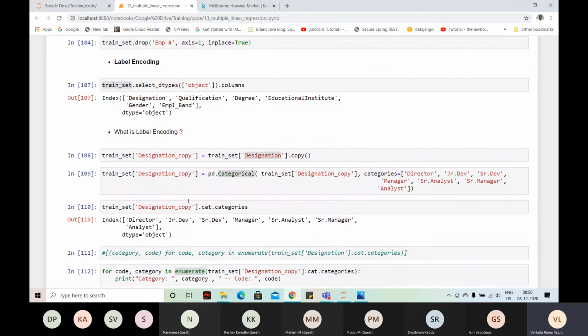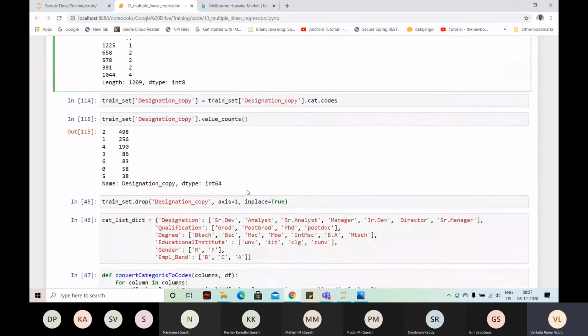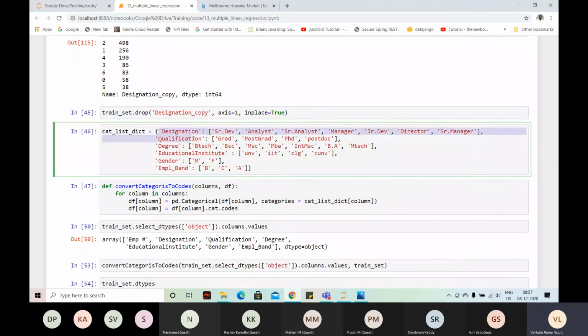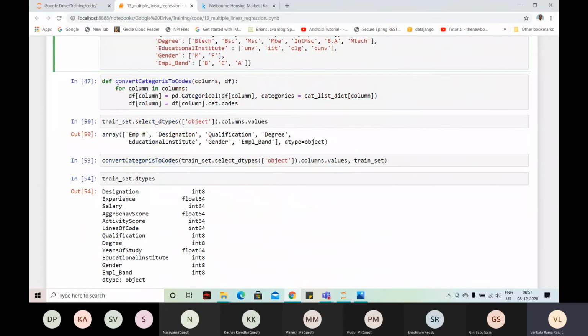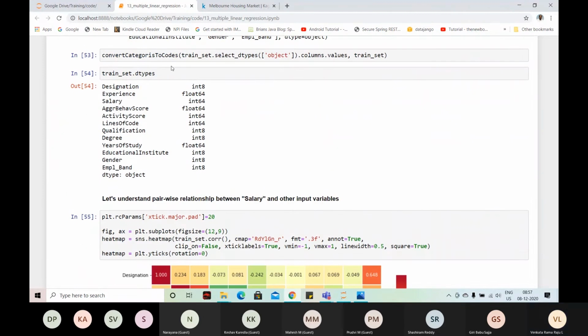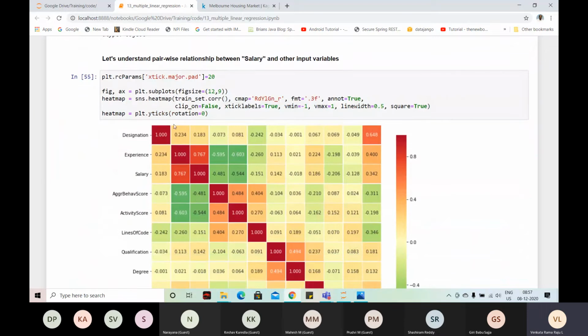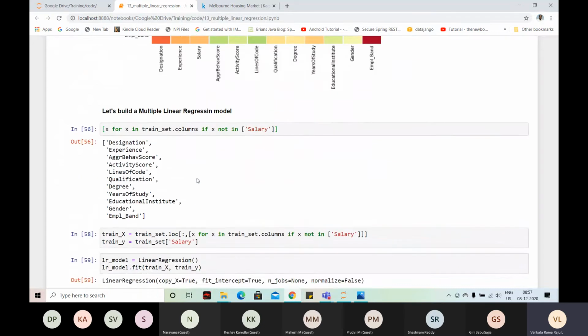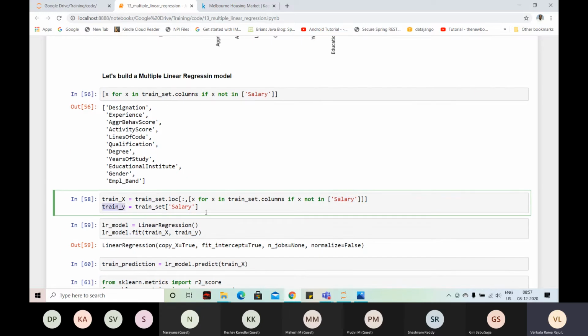I'm actually trying to automate this whole process. Whatever I did for one column, I am trying to automate it. I created a dictionary of each categorical column and their categories, and then I wrote a method which converts all those categorical columns to numbers. Then I am looking into the correlation plot to check whether there is any multicollinearity in the data or not. And then I split the data into X and Y. Train X is all the columns except salary, and the salary column is train Y.